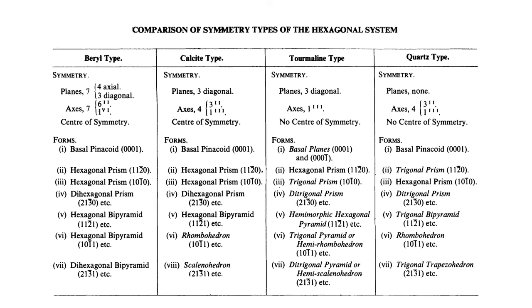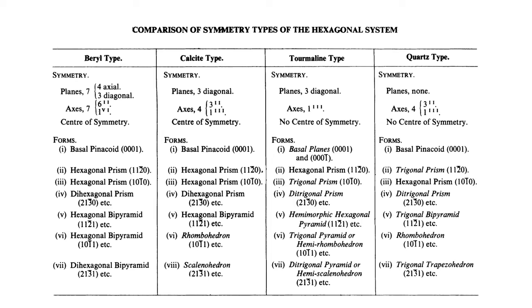Then we have a scalenohedron in the calcite type, that is 2 1 3 bar 1. We have tourmaline type of crystal class in hexagonal crystal system. This possesses 3 planes of symmetry and an axis of symmetry, that is only 1 axis of symmetry, and that 1 axis of symmetry is a threefold axis of symmetry, and there is no center of symmetry in tourmaline type of class in hexagonal crystal system.